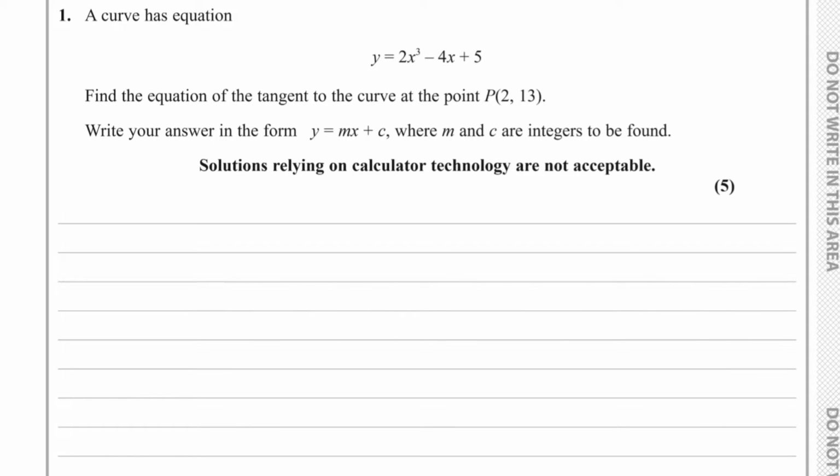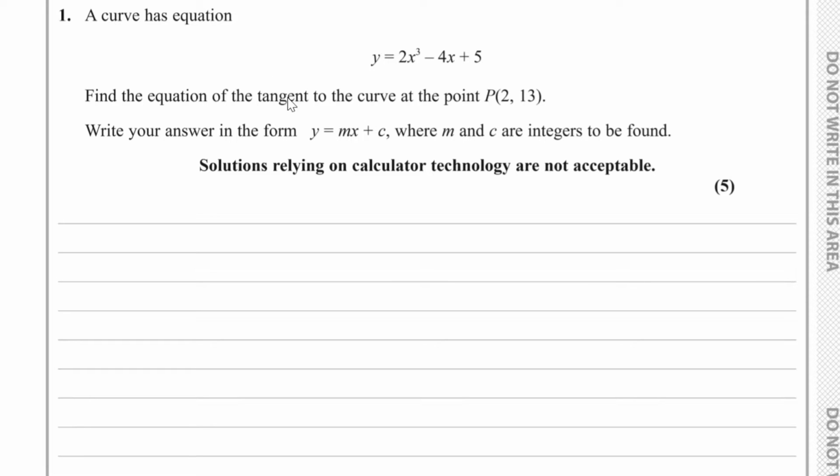Question number 1. A curve has equation y equals 2x cubed minus 4x plus 5. We have to find the equation of the tangent to the curve at the point P, which has coordinates (2, 13), and we have to write our answer in the form y equals mx plus c, where m and c are integers to be found.